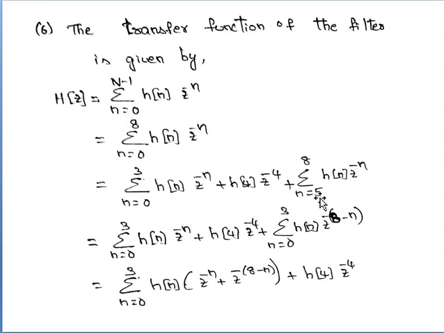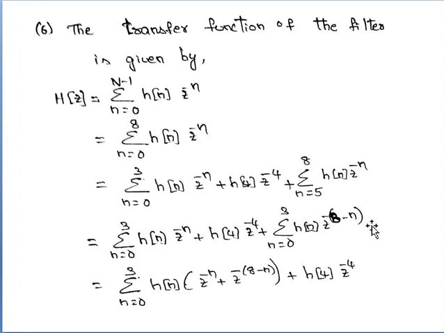The samples are repeated. Now I separate the middle one and write it like this: summation n equal to 0 to 3 of h of n z power minus n, plus h of 4 z power minus 4, plus summation n equal to 5 to 8 of h of n z power minus n. Of course, these are equal, so this becomes summation 0 to 3 of h of n z power minus of N minus 1 minus n, that is, z power minus of 8 minus n.